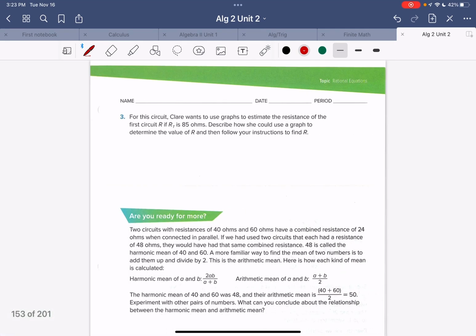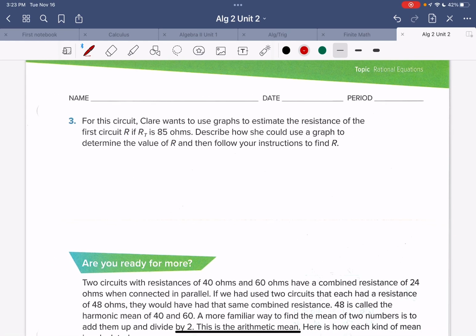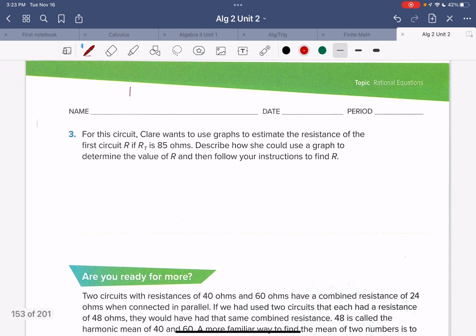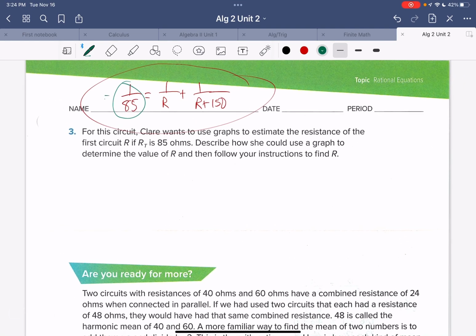Okay, next page. It says, for this circuit, Claire wants to use graphs to estimate the resistance of the first circuit R if R of T is 85 ohms. Describe how she could do this with a graph. So here we go. We're going to have 1 over 85 is equal to 1 over R plus 1 over R plus 150. So what you would do is you can graph this. On your graphing calculator, you would type this in first. You would make this y1. And then you would type this in second and make it y2. So you graph each equation and you see where they cross.